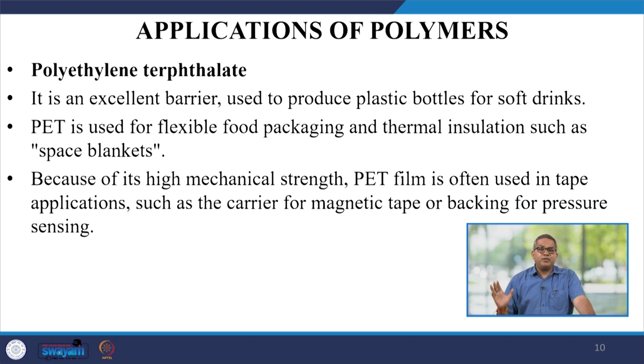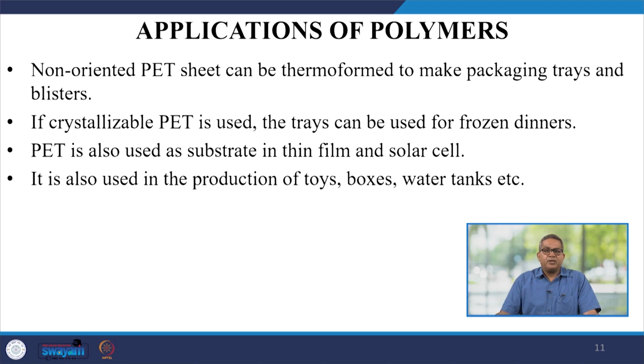PET is a most commonly used polymer. Don't forget that there are so many bottles, soft drink bottles, made of PET, polyethylene terephthalate. It is an excellent barrier. PET is used for flexible food packaging and thermal insulation, such as space blankets. Because of its high mechanical strength, PET film is often used in tape applications, like a carrier for magnetic tape or a backing for pressure-sensitive tape. All these things make it the best candidate for the use of PET.